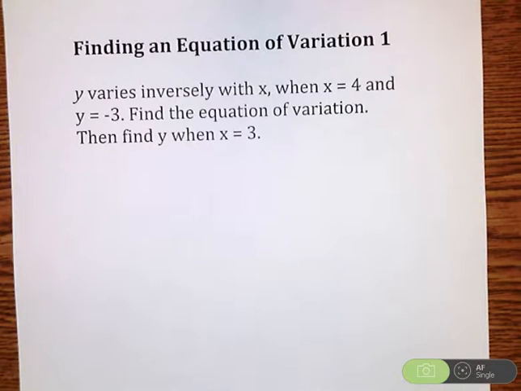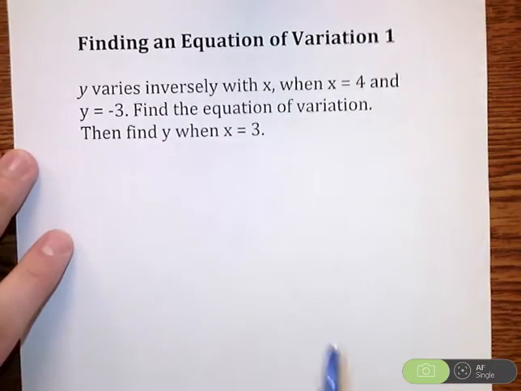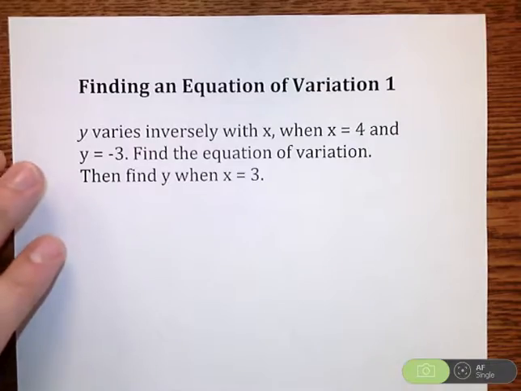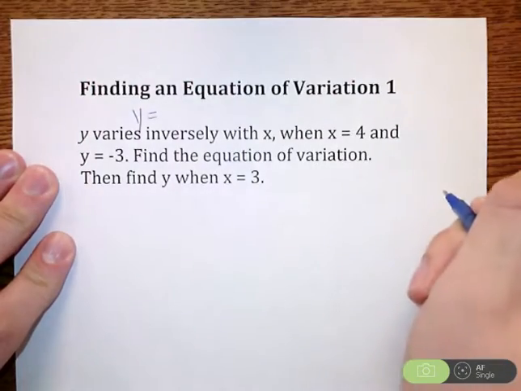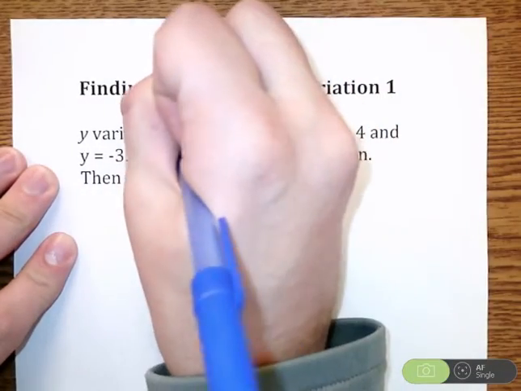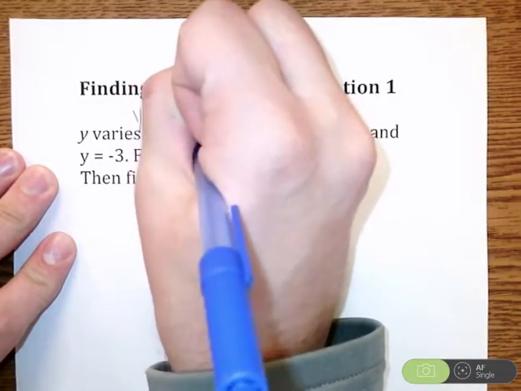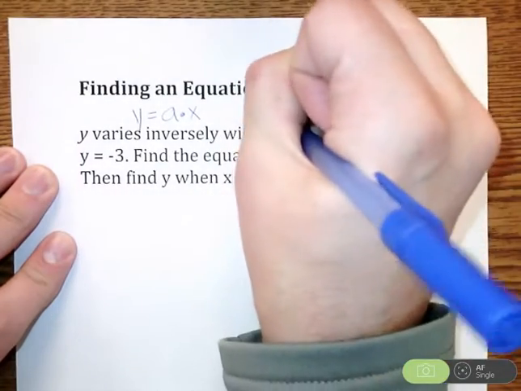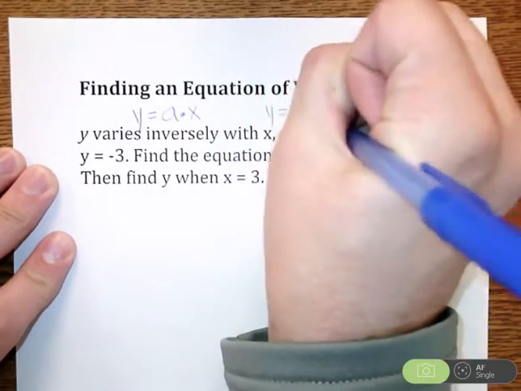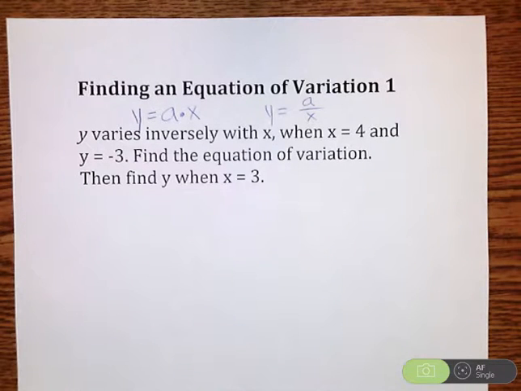All right, in this video I'm going to go through finding an equation of variation. I'm going to do two of these videos, so this is the first one. Again, we're dealing with variation, so it might be a good idea to write down those equations. For direct variation, if you watch the variation basics video, direct variation is y equals a times x. And inverse variation was y equals a divided by x. Those are the basics for direct and inverse variation.